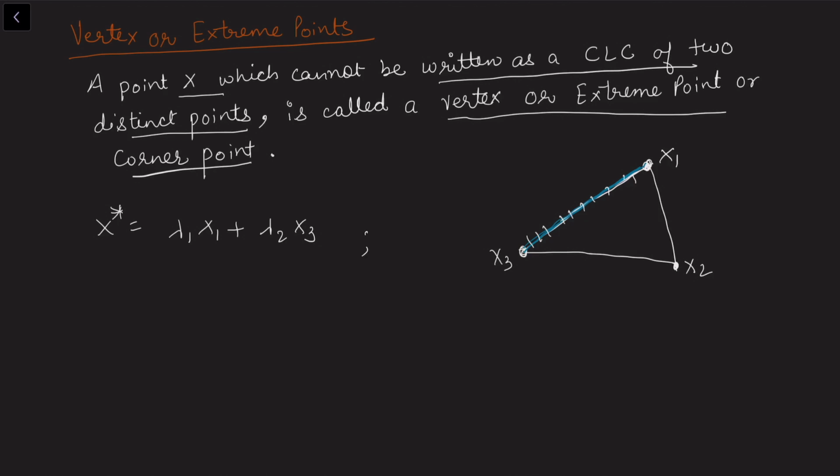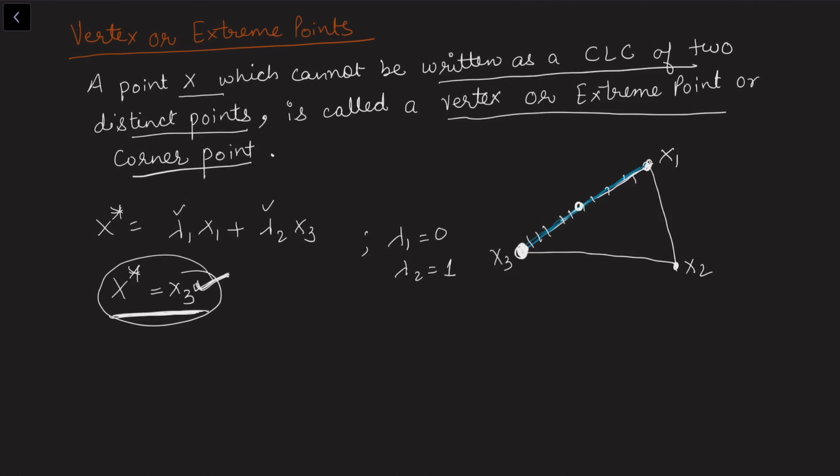Now if I consider that lambda 1 is equal to 0, then automatically lambda 2 has to be equal to 1 because the sum of the scalars must be equal to 1. So here x star is x3 only. This is the corner point, x star is x3 only. And in this case, it is not a combination of 2 distinct points. In this case, it is only 1 point. So this would be acting as a corner point.